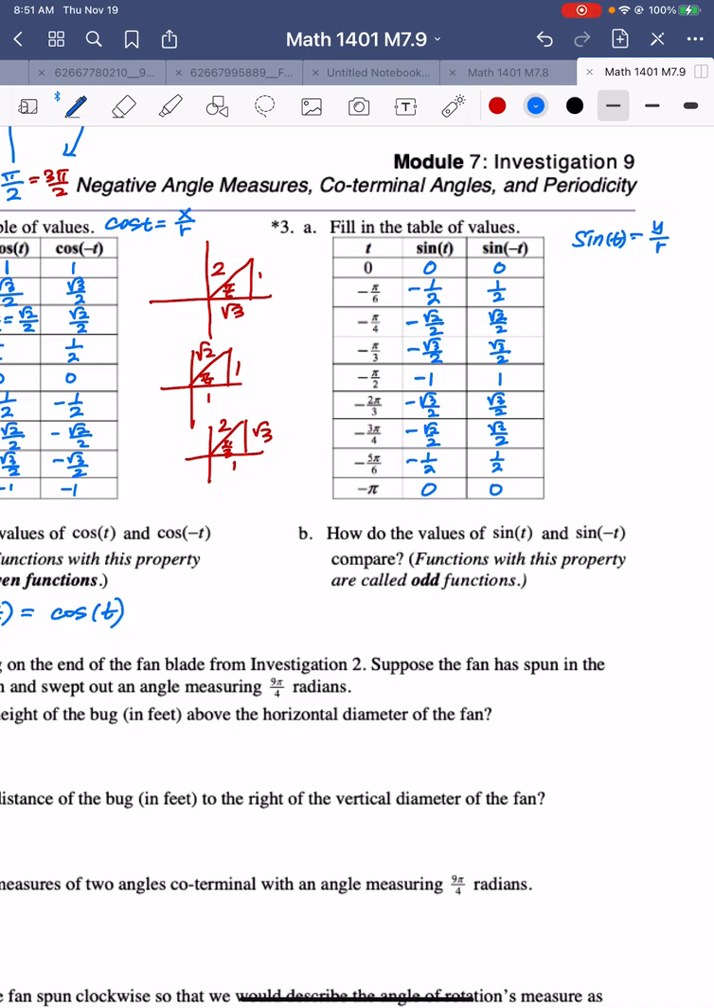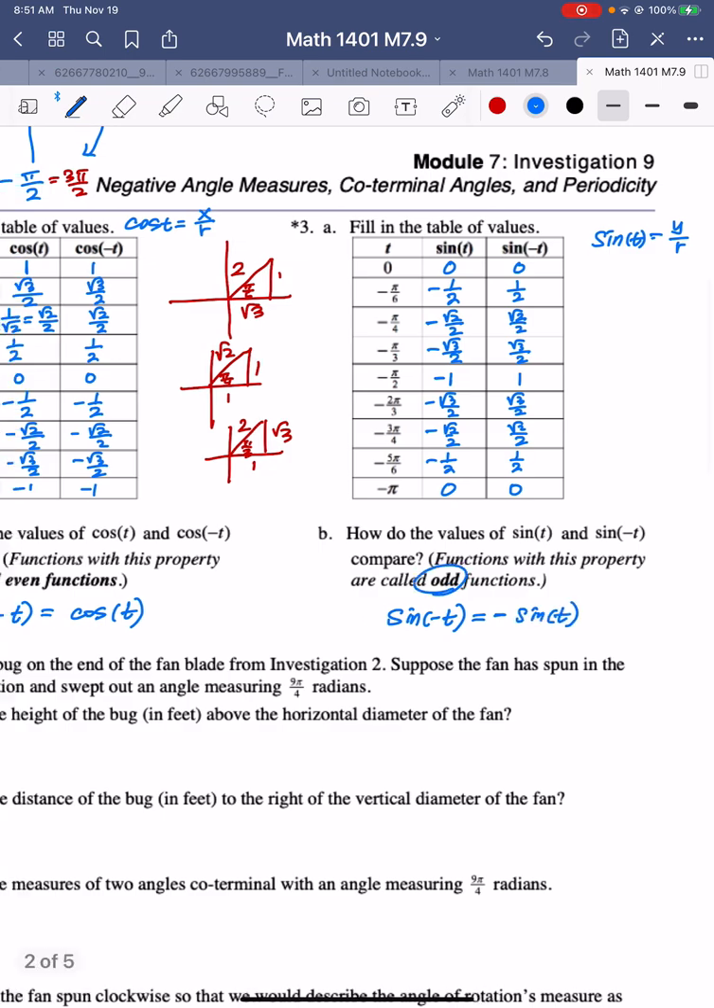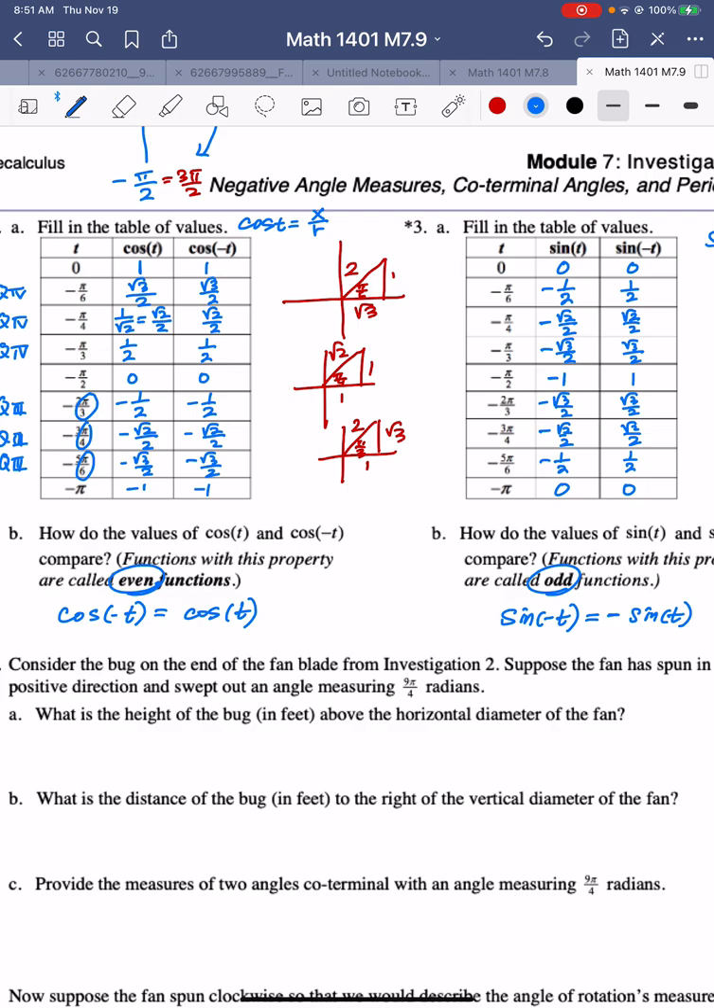So what you notice is that sine t and sine of negative t always differ in sign, except at the 0. So if I say sine of negative t, to make it equal you need to multiply sine of t by negative 1. That one we call the odd function, and this one, the cosine, we call the even function. Alright, and then let me try number 9.